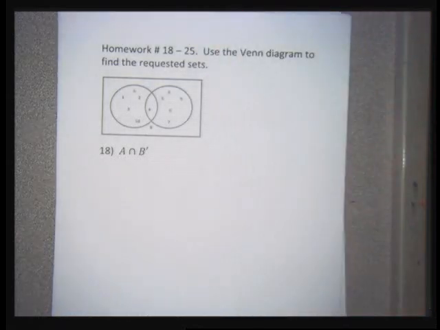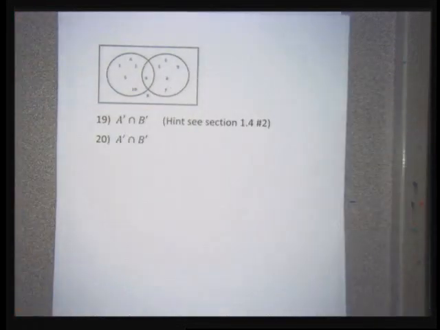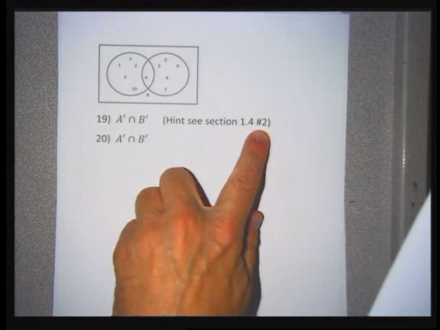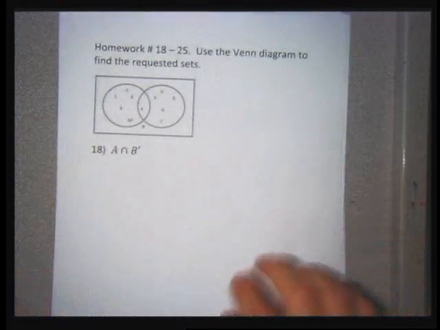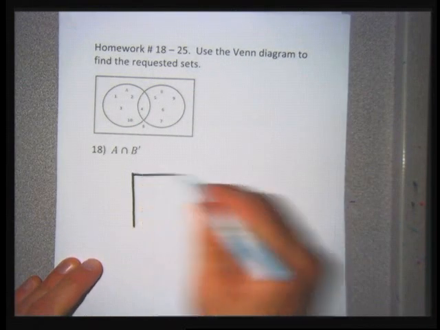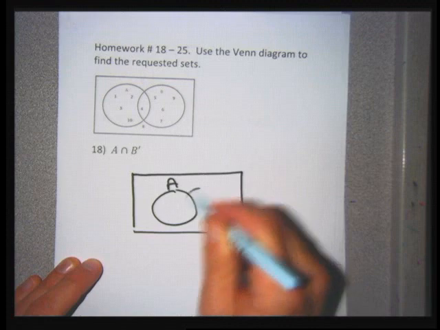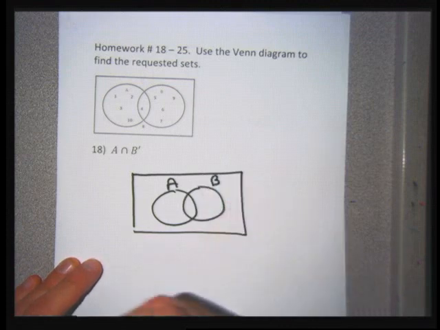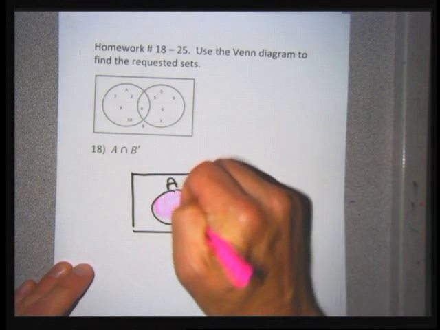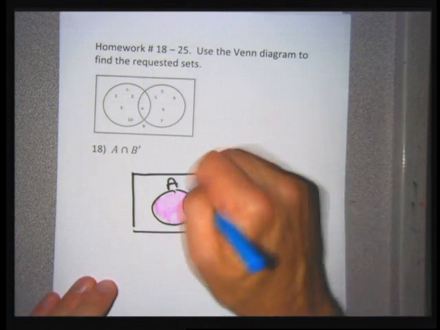Okay, 18's an easy shading. That's my homework. If you want to start working on yours, maybe 19, which apparently is the same as 1.4 number 2 in terms of the shading. So for 18, A intersection B prime, it's an intersection. I probably will take 2 graphs to do it. So I'm going to draw the A circle, which is anything inside the A circle. Then I'm going to draw the B prime circle, which is anything outside the B circle.